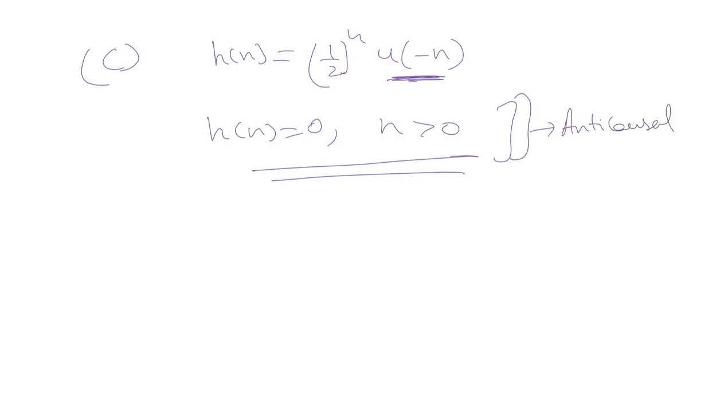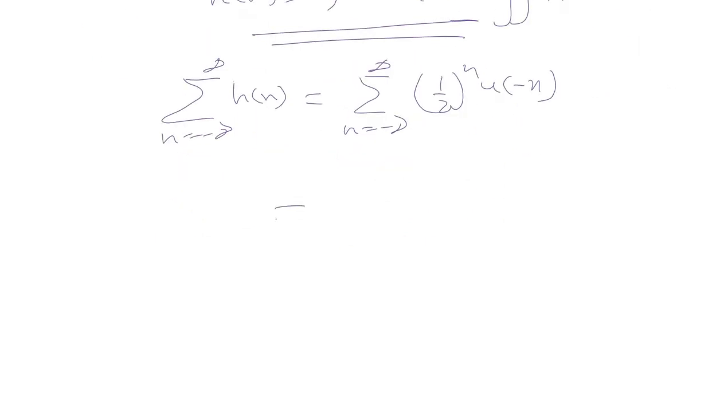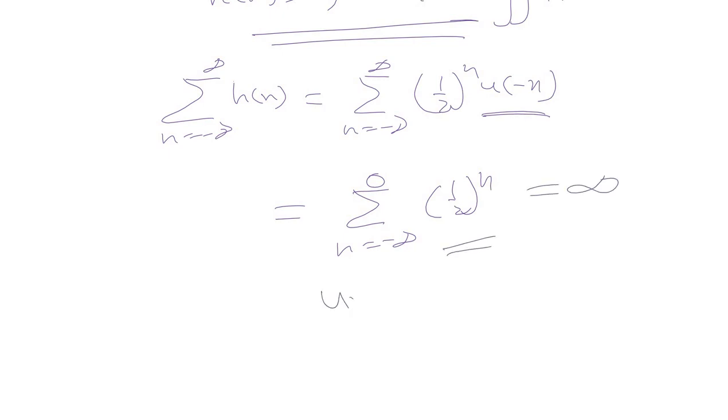And if we talk about the stability of the system, then we'll find the summation of it from minus infinity to infinity. We look at 2 raised to power n, u of minus n. Let us rearrange the limits according to this factor. Terms n is minus infinity to 0, (1 by 2) raised to power n. And to simplify it, it comes out to be infinity. Hence, it is an unstable system.